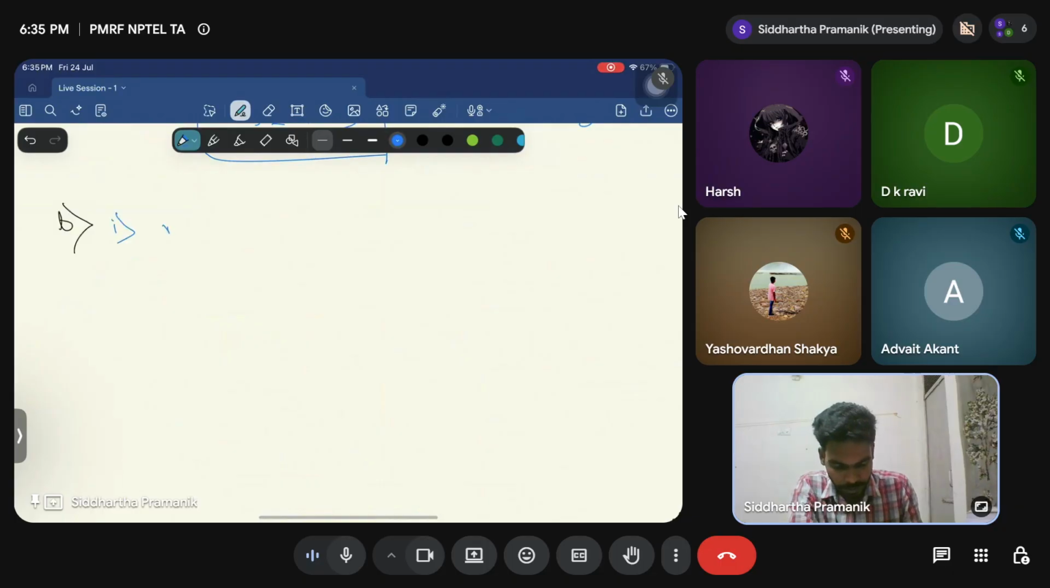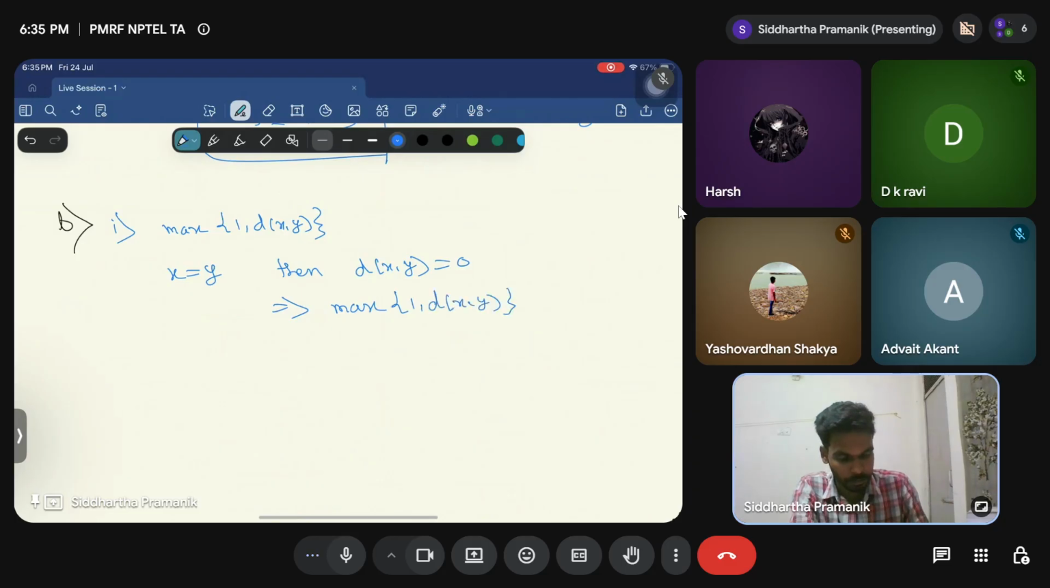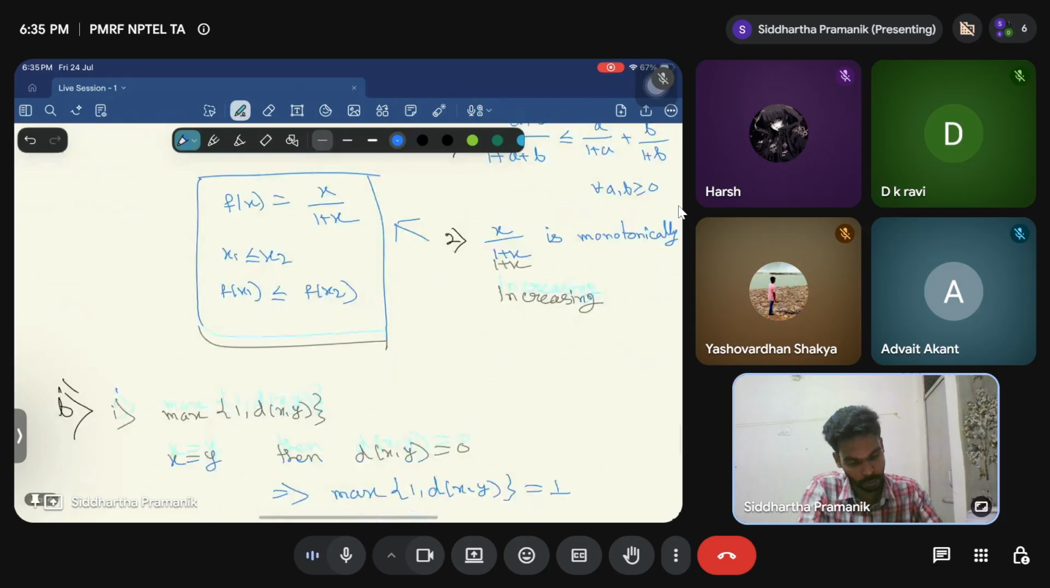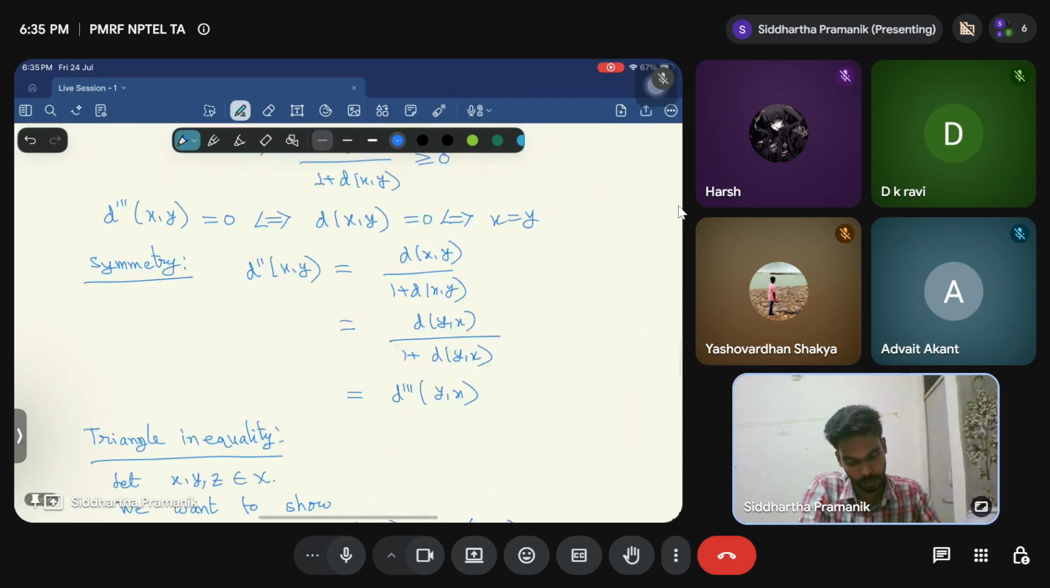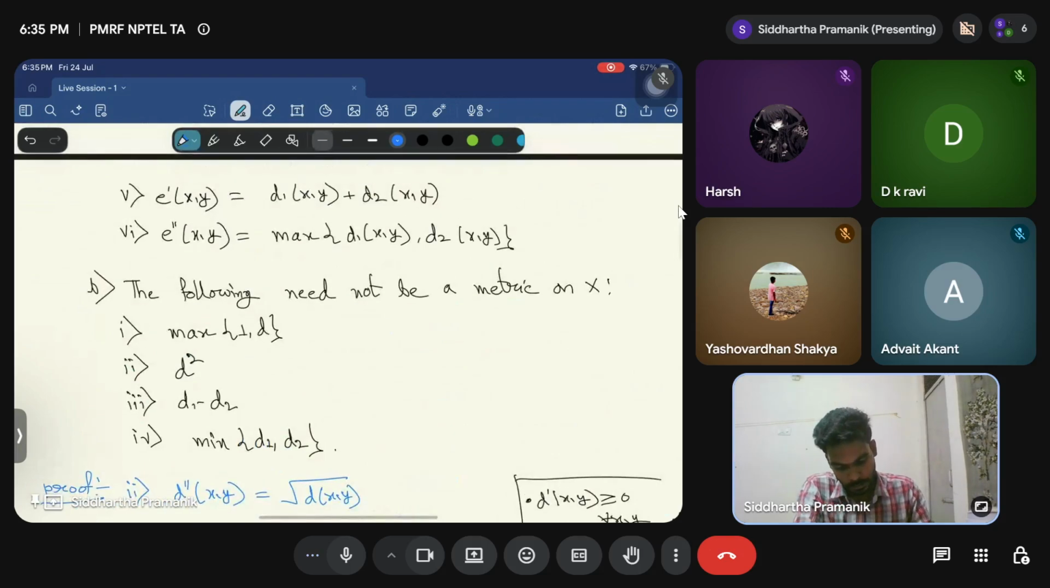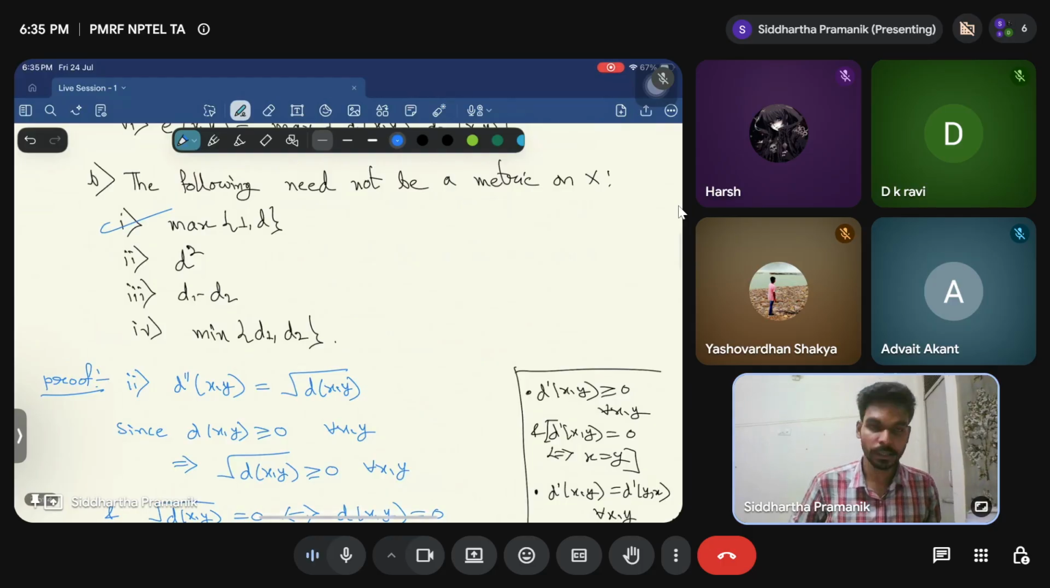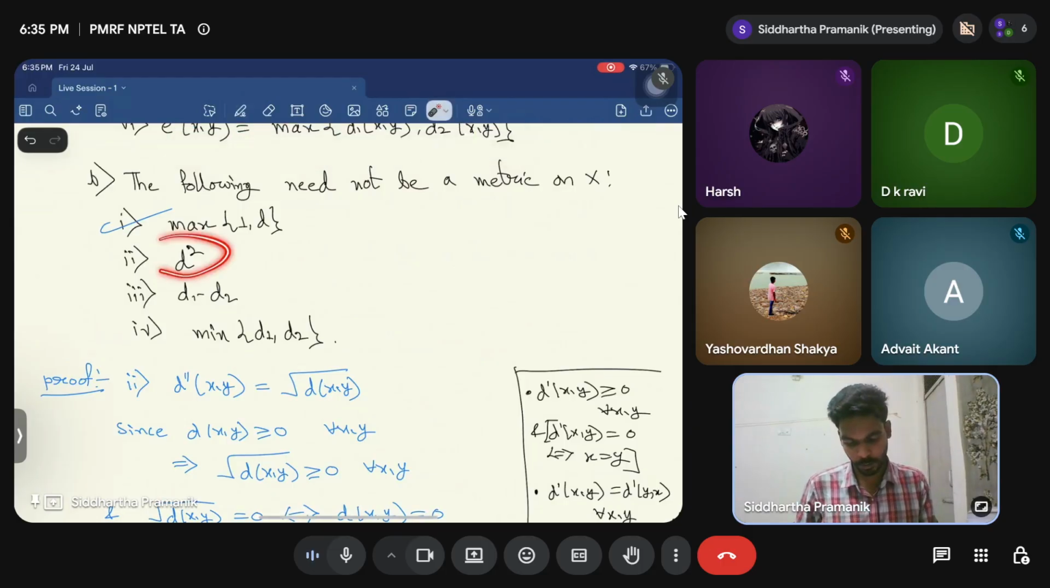So for the first one, maximum of 1 comma d(x,y). If you take x equal to y, then d(x,y) is 0. So that means maximum of 1 comma d(x,y) is 1. It is not 0. But according to our axioms, it should be 0. So the first axiom fails. So it cannot be a metric in general. Now what about d square? What about the second one? Which axiom may fail?